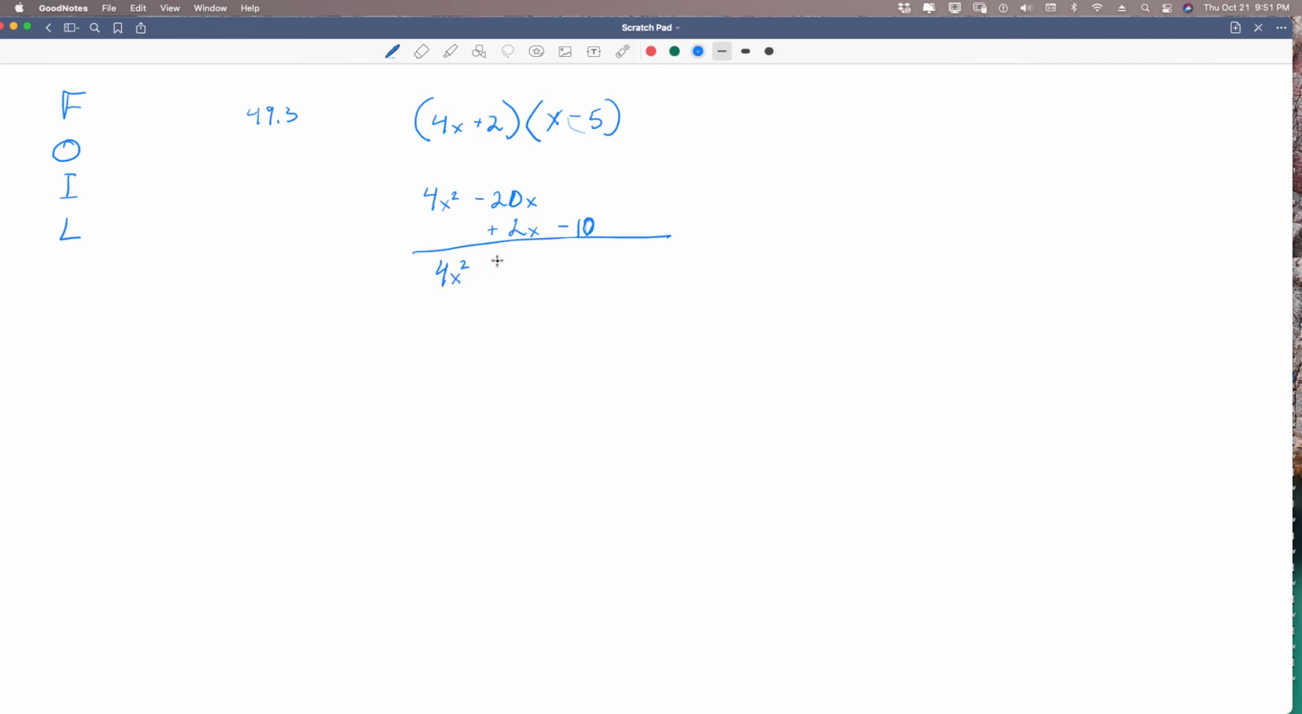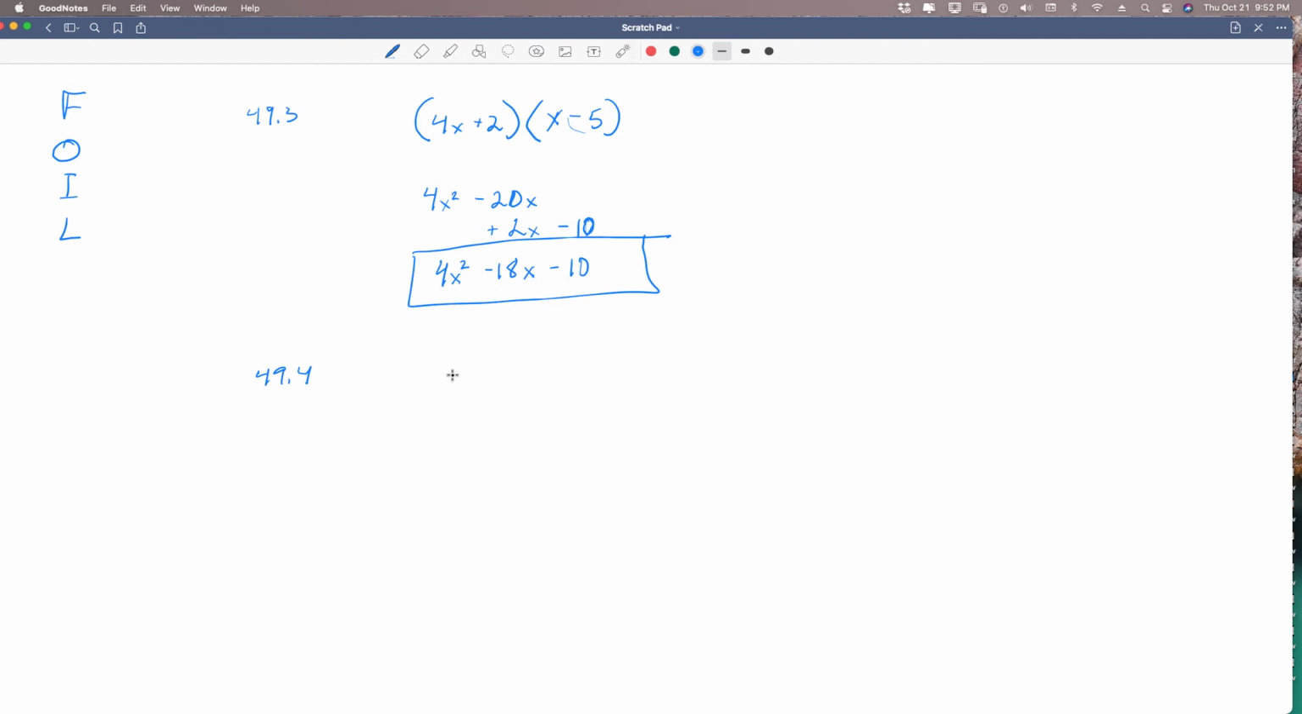And it's just going back to that organizational thing where it makes it easier to add them together when they're stacked on top. It also makes it easier to see what you have and to find your like terms in the first place. And that would be the answer right here to 49.3. All right, let's try 49.4. These are fairly straightforward.